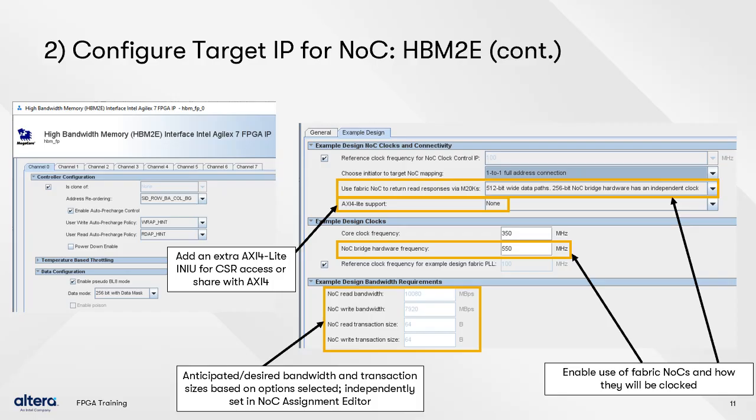Finally, the NoC read and write bandwidth and transaction size options indicate the anticipated bandwidth and transaction sizes based on the other settings specified in the parameter editor, and assuming the most optimal placement of the INIUs and TNIUs in the device. These values can be set for each INIU to TNIU connection using the NoC assignment editor, discussed later.